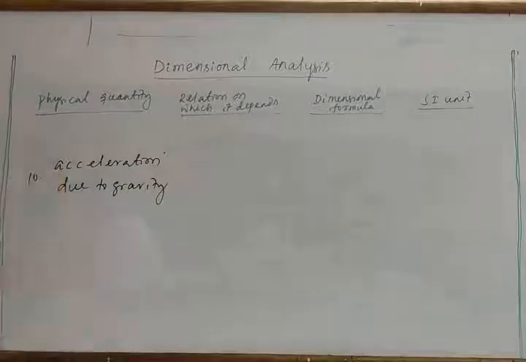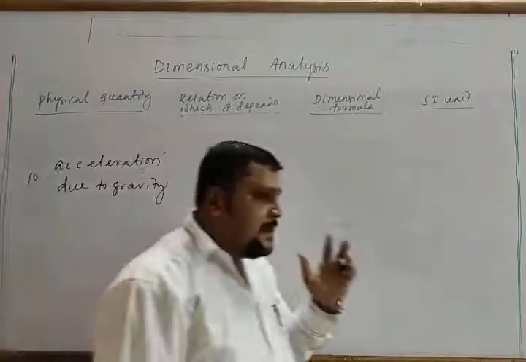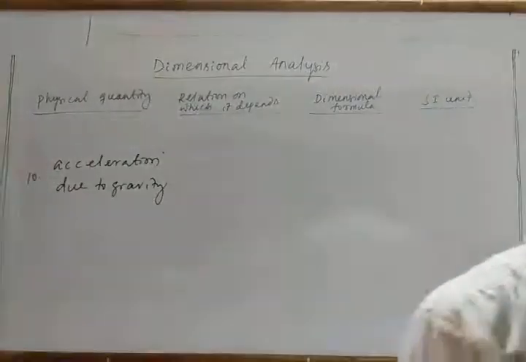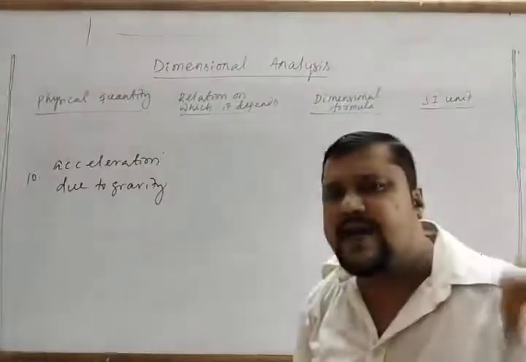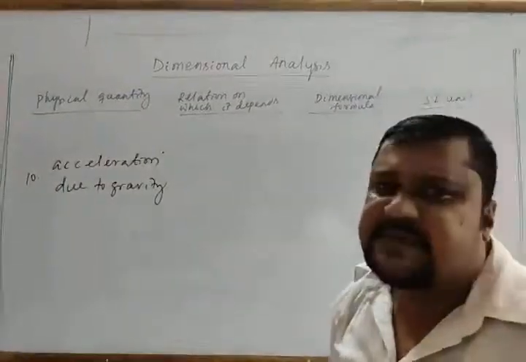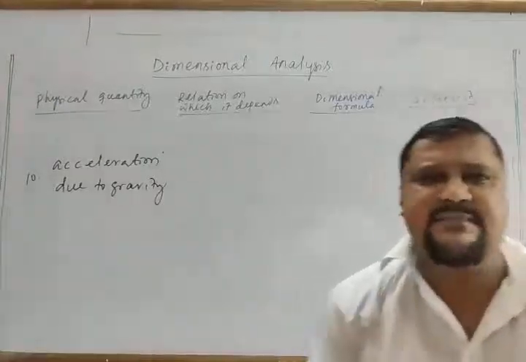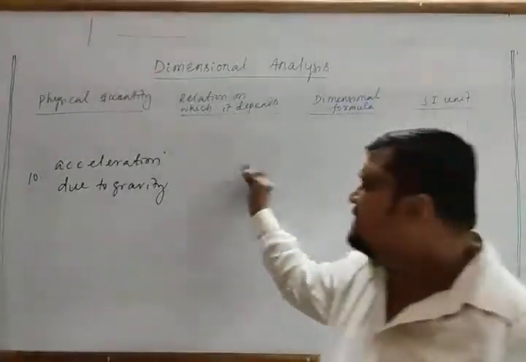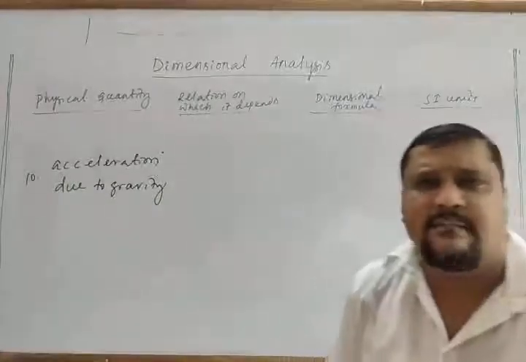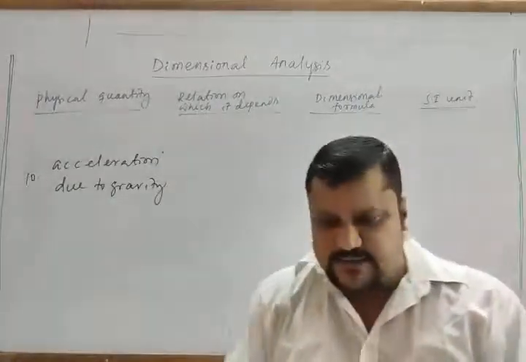Acceleration due to gravity has the same dimension. The working formula may be different. When you read about gravitation, the formula is different, but since it involves acceleration, it has the same dimension. No need to go for the formula; you can find it by using other expressions.